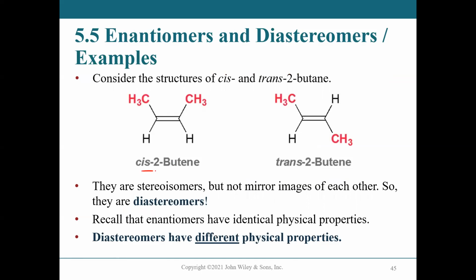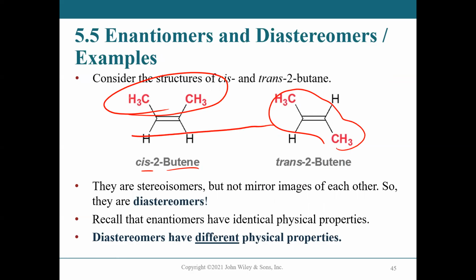Here we see we have cis-2-butene. We have trans-2-butene. This is the trans, this is the same side. They're stereoisomers, but they're not mirror images of each other, because if you put this on this, you have the CH3 here. I'll put this X. Now this X would be right here. So that's not a mirror image. Recall that enantiomers have identical physical properties, so diastereomers have different physical properties.